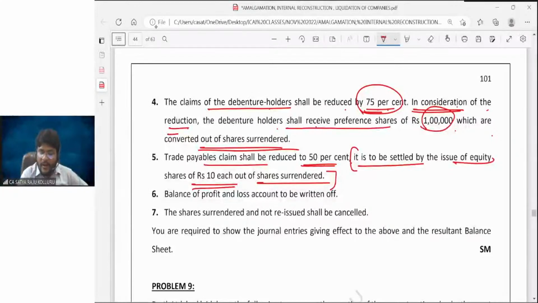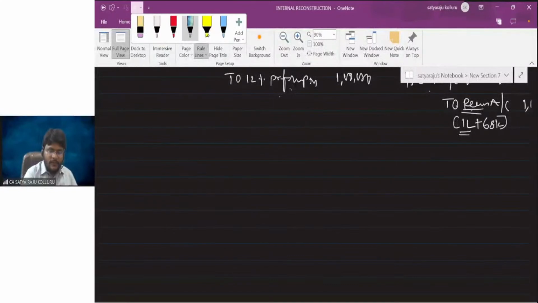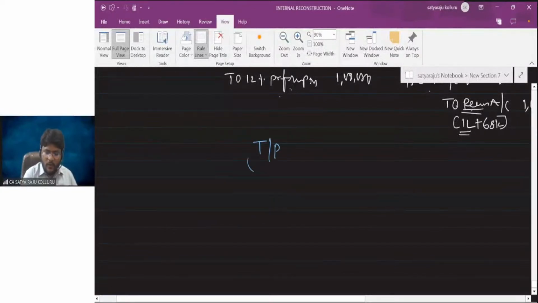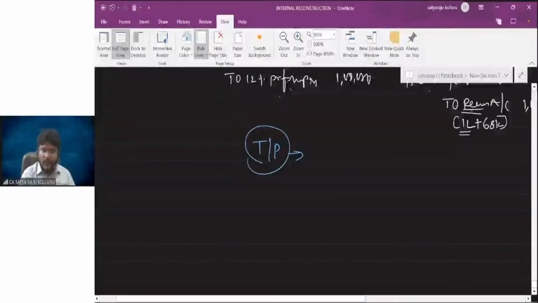Trade payables claim will be reduced to 50% means the real sacrifice or the net sacrifice is 50%. It is to be settled means the remaining 50%. How do you know, sir? He is not using the words in return or in consideration. He is just giving that it is to be settled by, which means for the remaining 50%. Now, come here. First, trade payables, how much was given, you can check. Trade payables was given at 72,000.